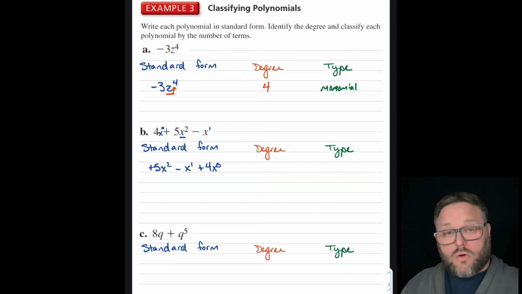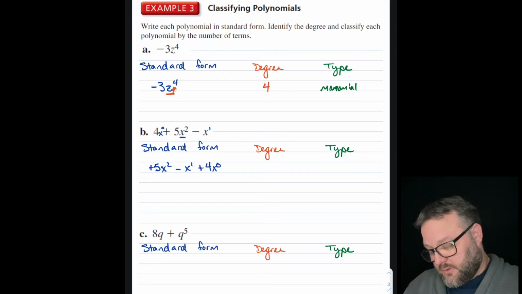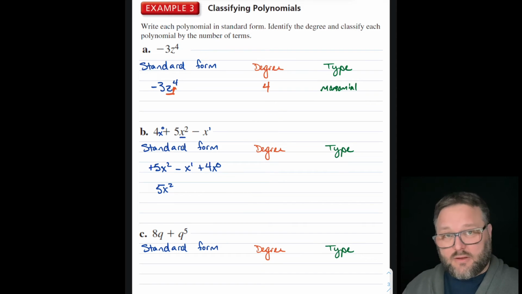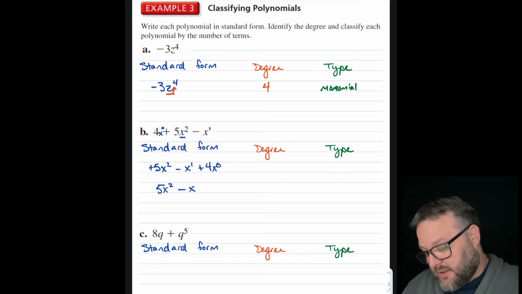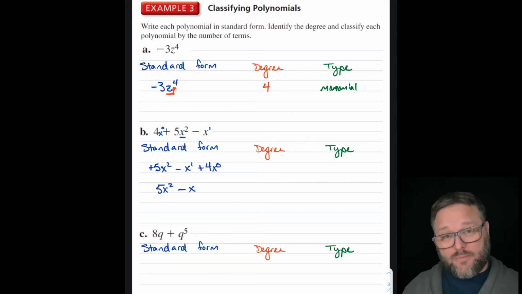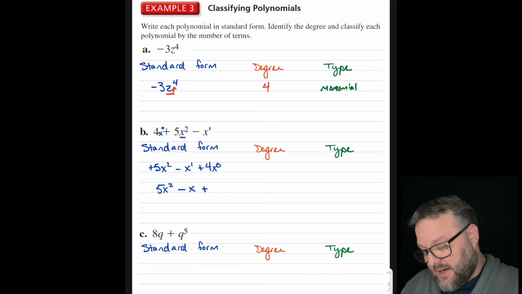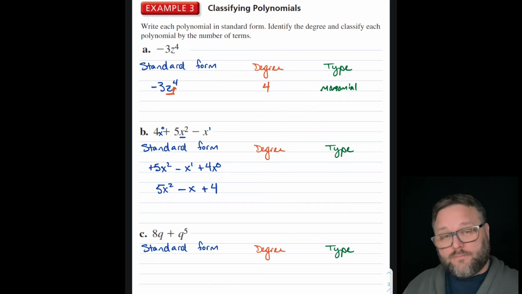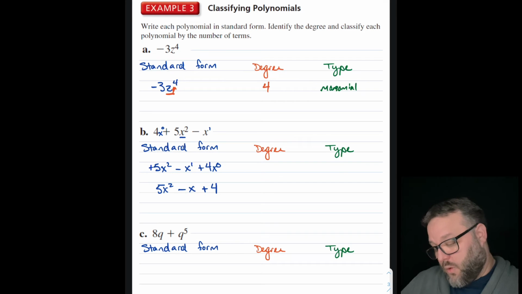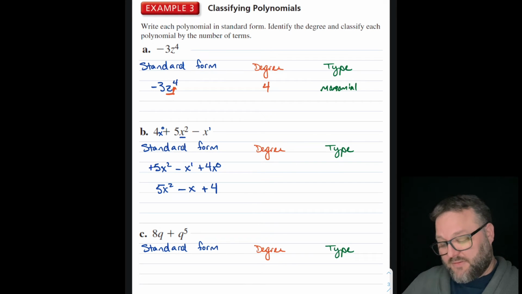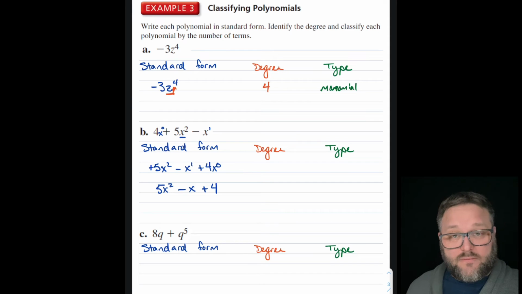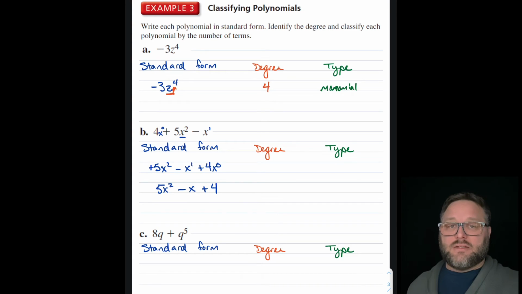Now that I have everything in order, I'm going to write it back into its original. So I'm just going to put 5x squared because we don't need a plus sign to start everything out. Minus x because I added the 1, so I can take it back away. And then because I added the x to the 0, I'm just going to leave this as 4. So the standard form of 4 plus 5x squared minus x is 5x squared minus x plus 4. There are going to be tricks coming up where it's very important that we get this order correct because those tricks only work if it is in order and they look a certain way.